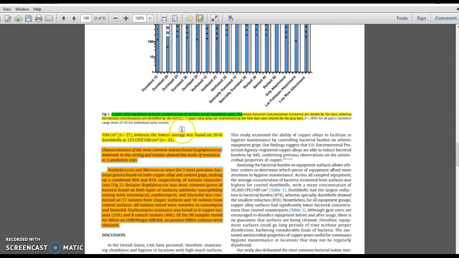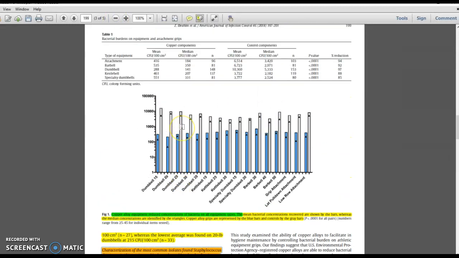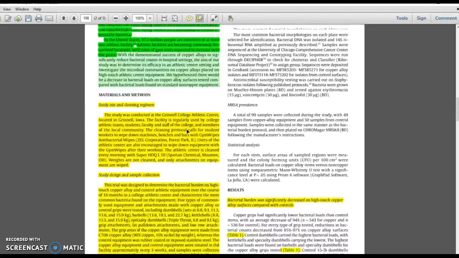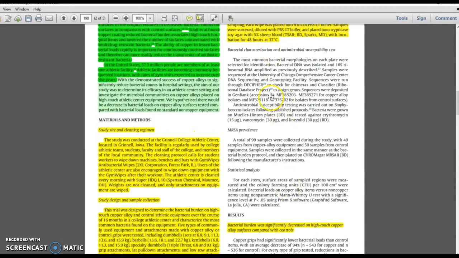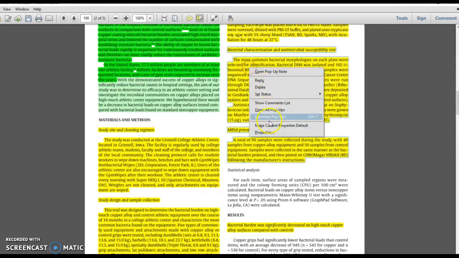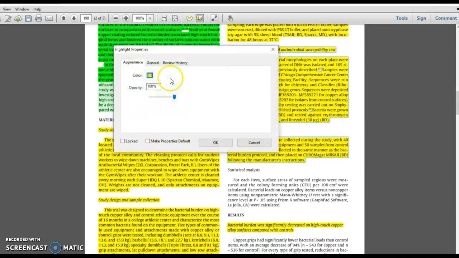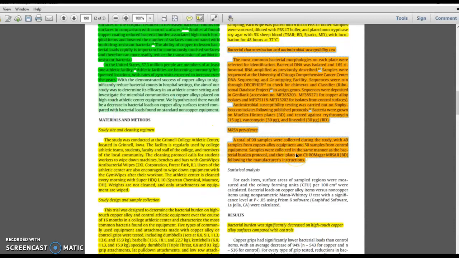And then to make sure I was understanding it, or if any of this was unclear, I would come back to the methods and I would read over the methods related to that figure. And again, I'm just going to highlight in orange that section.